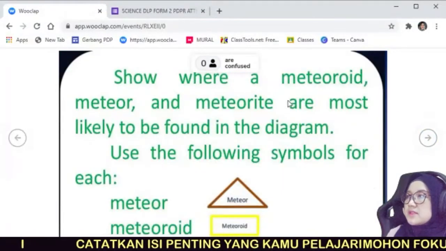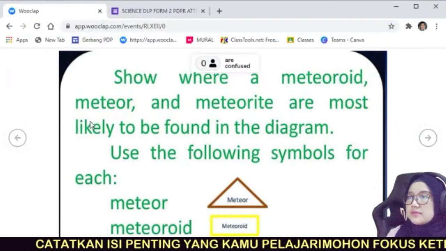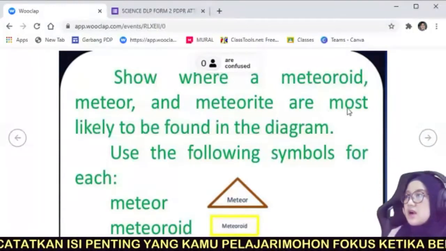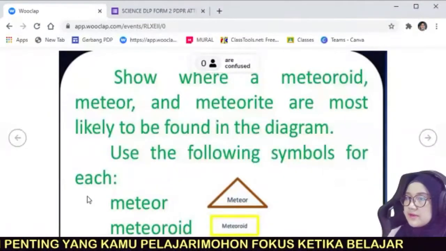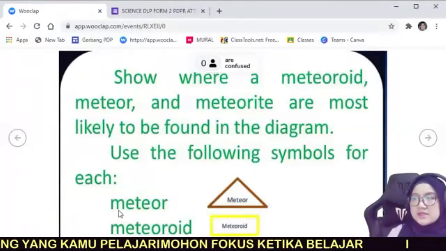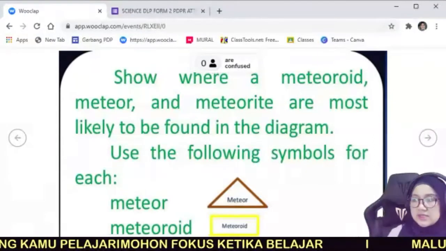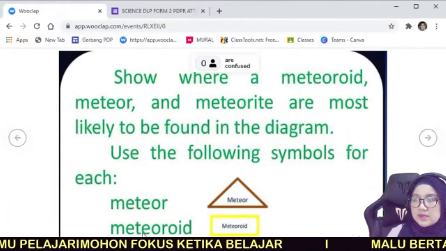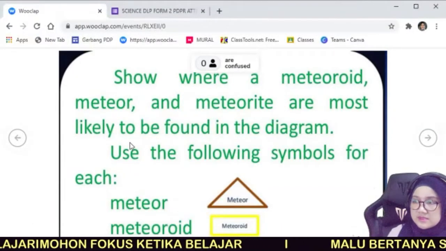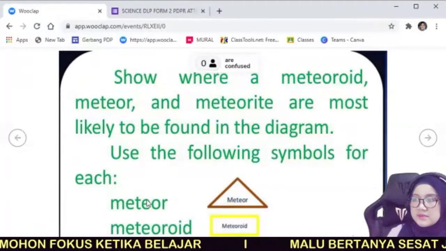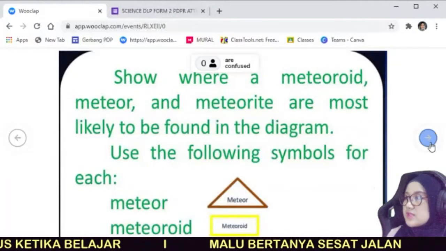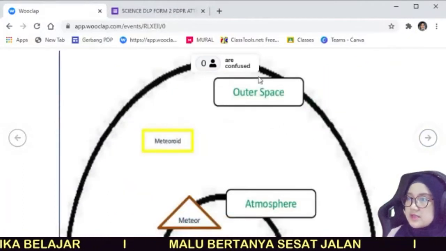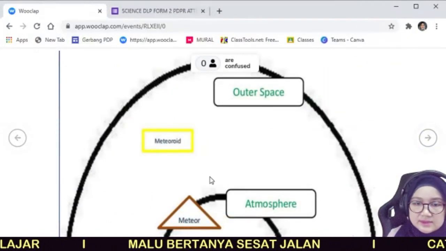Show where a meteoroid, meteor, and meteorite are most likely to be found in the diagram. Use the following symbol for Earth for each: meteor, meteoroid, meteorite. So which one? Okay, the meteoroid will be the highest one. The meteor in the middle and the meteorite is the lowest one. So this is how we place it. Okay.